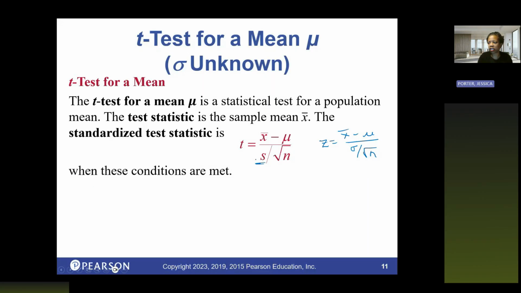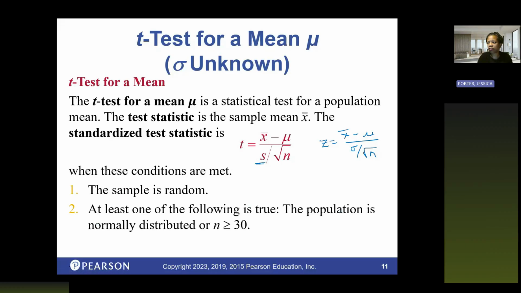And the conditions that need to be met: the sample is random, and the population is normally distributed, or n is greater than or equal to 30. And then again, the degrees of freedom is n minus 1. So let's put it all together in an example.